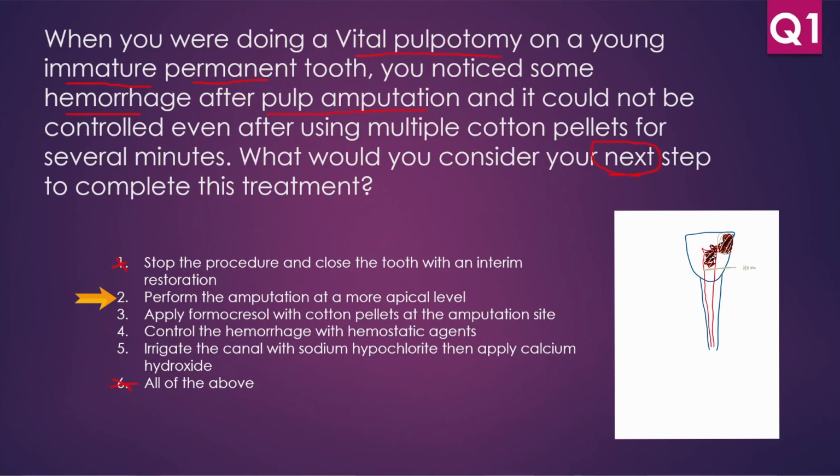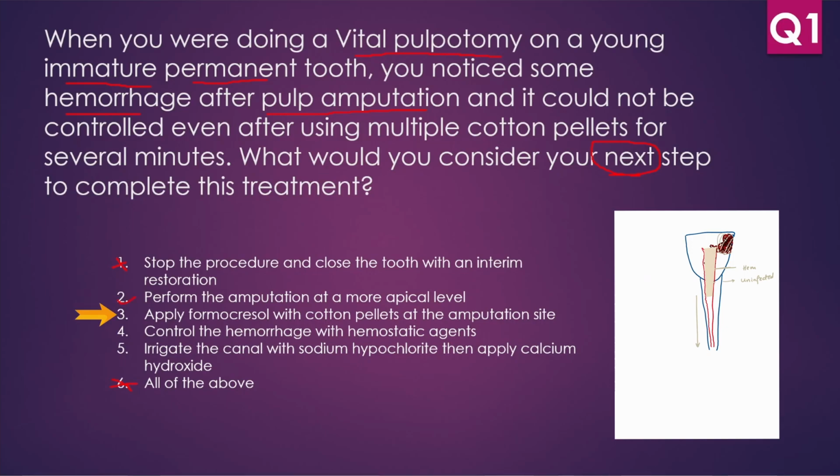So in the second option, they're saying perform the amputation a little bit lower, so you include this amount and you remove this part of the pulpal tissue also, and you reach an uninfected part of the pulpal tissue. Yes, this is a better option, because you're reaching the uninfected part of the pulpal tissue here, and you're still keeping the rest of this pulp vital inside the canal. So the second option is much better.